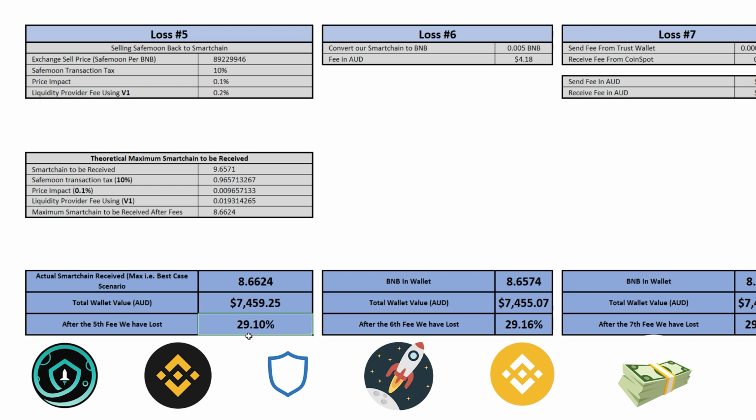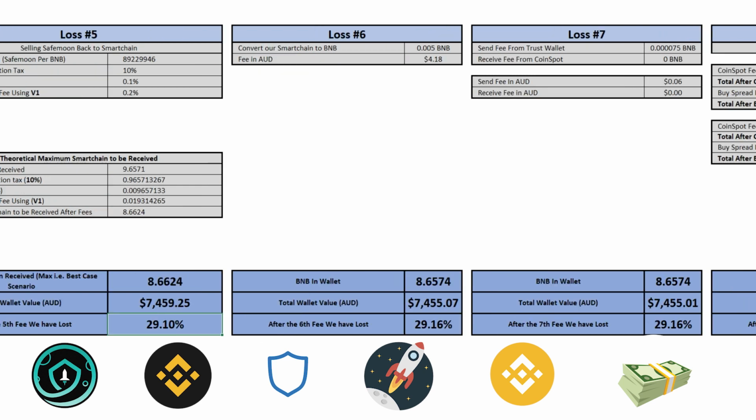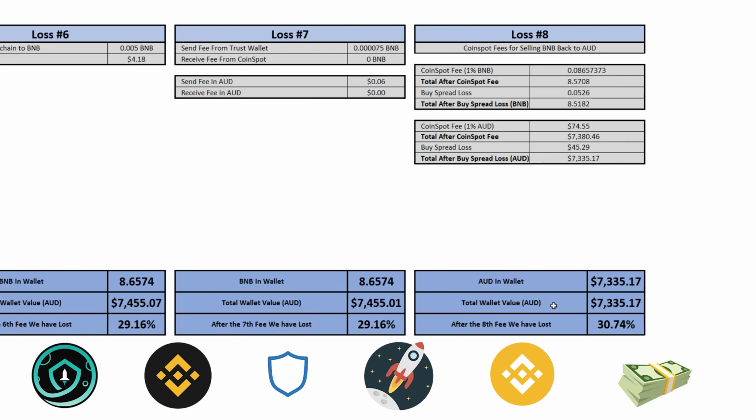Losses 6, 7, and 8 are the conversion fees all the way back from Smart Chain because remember, you have to sell your SafeMoon into Smart Chain first. So we're going from Smart Chain now that we've sold that SafeMoon to fiat currency. In our scenario, that's AUD, which brings the total value of fees across the 30% line. Now that's very high, but it's not the 40 to 50% range that I mentioned in my previous video.